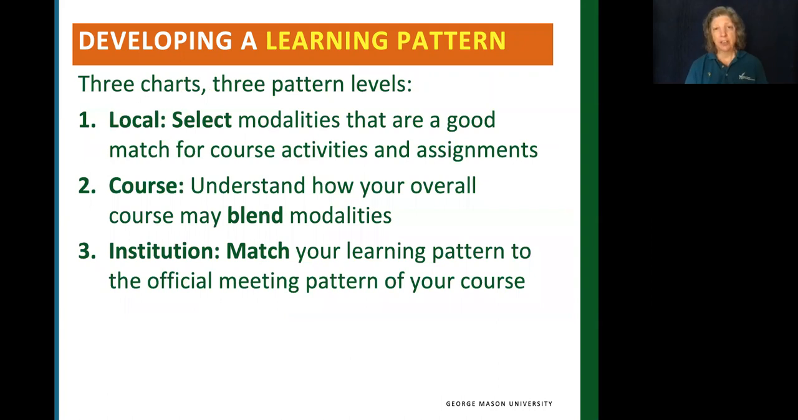So we have 3 charts to share with you at 3 different levels of pattern. A local pattern that has you selecting the best modality for a particular activity or piece of information. A course level modality that has you begin to think about the balance of learning modalities across your course, and an institutional level pattern that has you match your own preferences to what the university's registration procedures are.